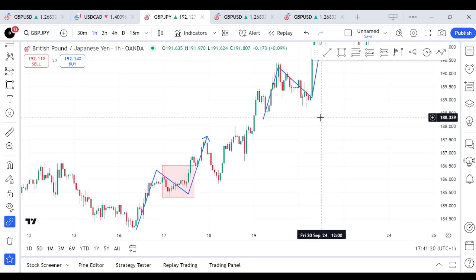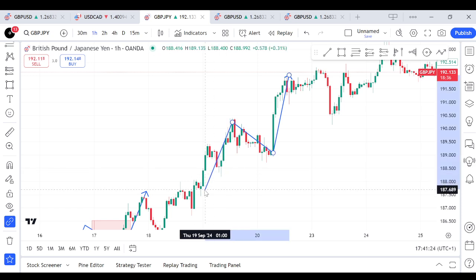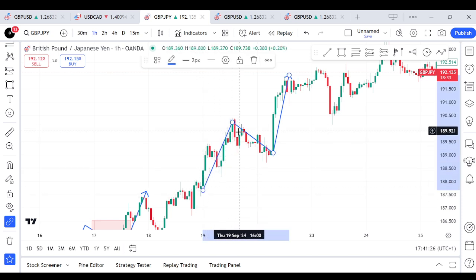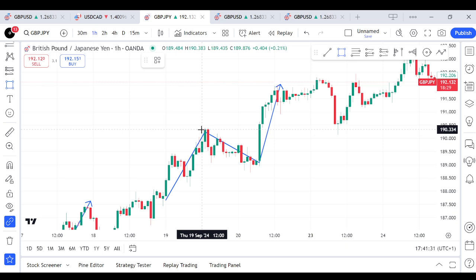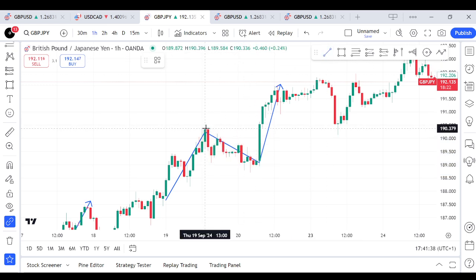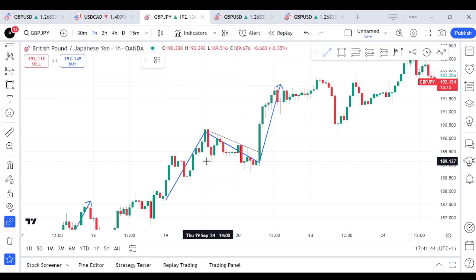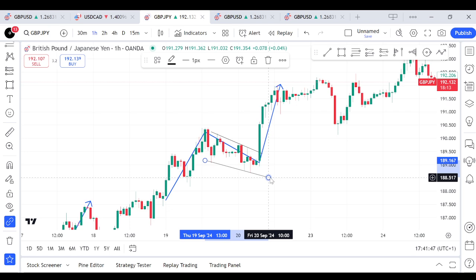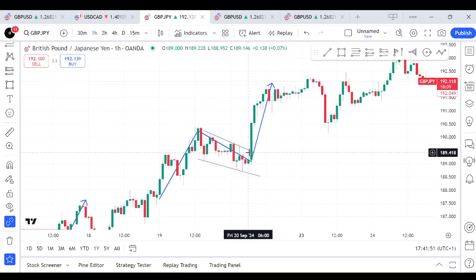Let me look for another example. This is another one. You have consecutive green candles, then you have the base, which is this, and I could mark it as a rectangle, or I could mark it as a triangle. This wasn't a triangle, more like a wedge. So then we had the breakout.